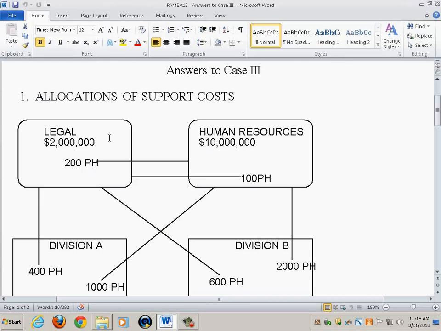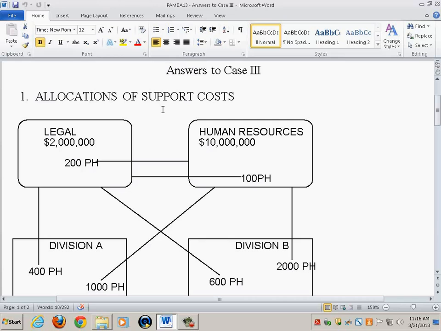But wait a minute, 2 million were the costs that legal had to allocate before it was allocated the cost of the services it got from human resources. So we have to include those too. So 2 million is not really the total cost of the resources allocated by legal. It's just the number that they started with in terms of their own cost, the cost of legal, before they were allocated other costs, in this case the cost from human resources.